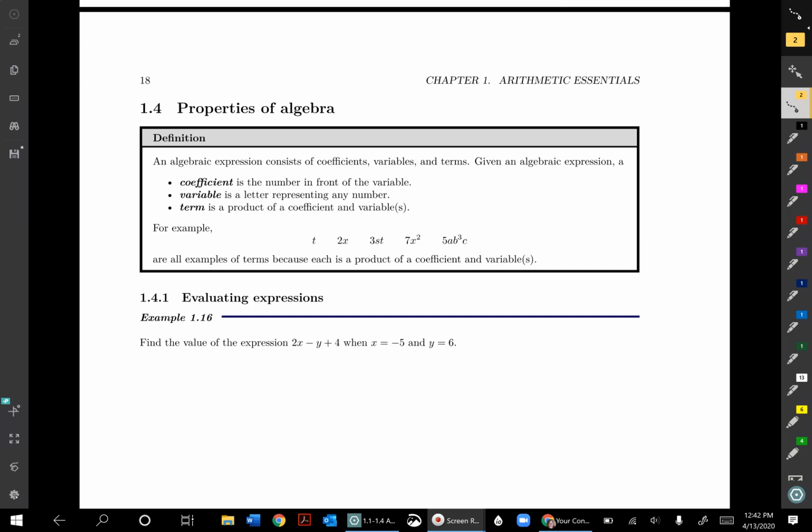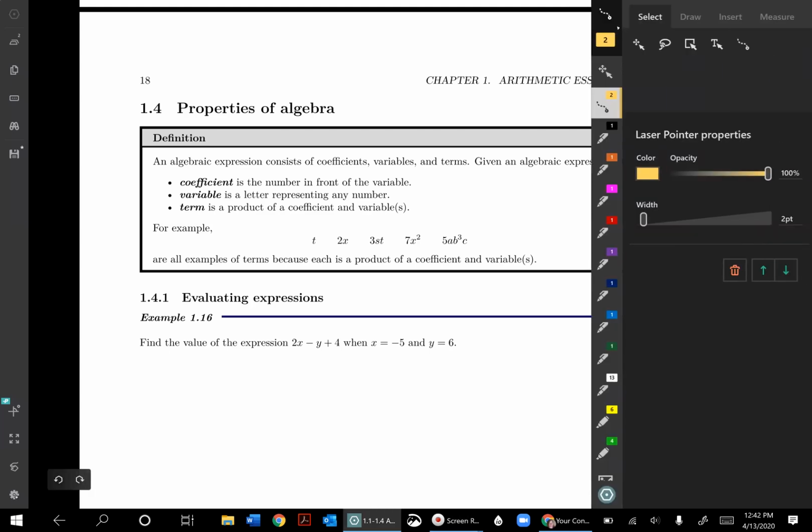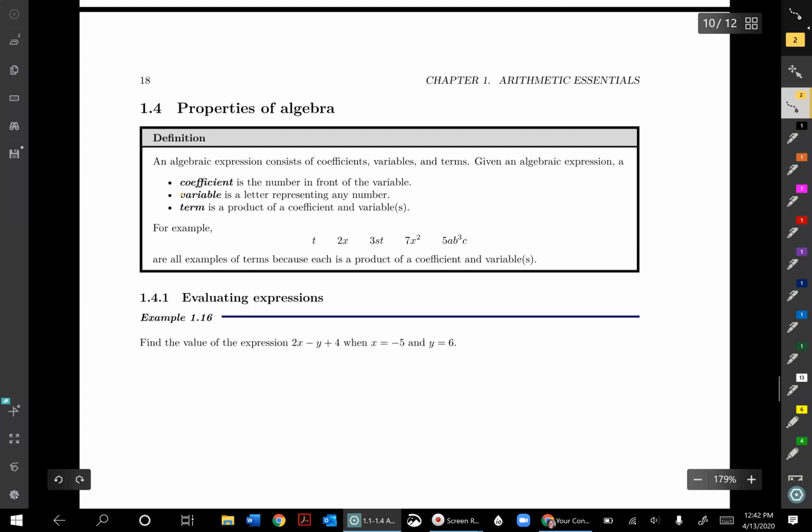An algebraic expression consists of coefficients, and that is the number in front of the variable. The variable is the letter representing any number, and a term is a product of a coefficient and a variable. So terms are separated by plus and minus, and factors are when we multiply.